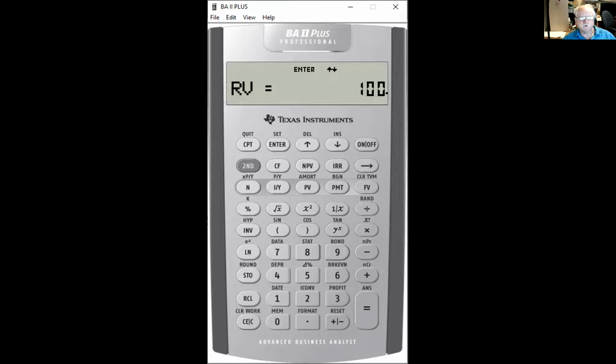Now, RV doesn't stand for a recreational vehicle. What they're going to do is they're going to give us the value of a $100 bond. It's always going to be 100. We then have to multiply by whatever it takes to deal with the bond that we actually have. But they don't put in a value of a bond here. They do them all as $100. So we can just go enter and down.